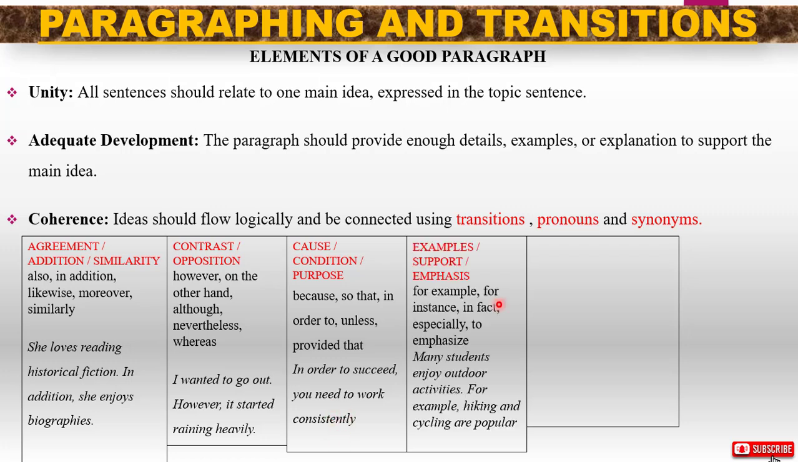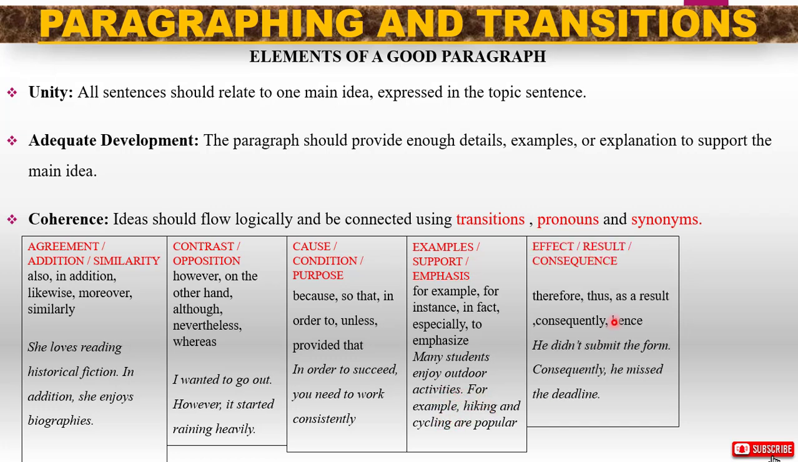Other transitions also give examples or supports or place emphasis. Examples are, for example, for instance, in fact, especially, to emphasize. Let us use some of this in a sentence. Many students enjoy outdoor activities. For example, hiking and cycling are popular. So, for example, over here links this particular sentence to this one by giving details or examples about the activities.